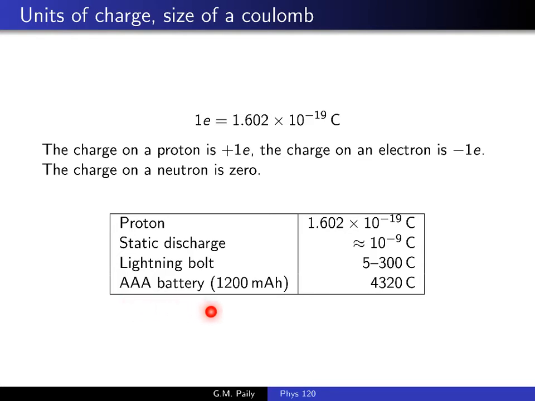And a AAA battery rated at 1200 milliampere hours, in the course of running down until it's completely discharged, will pass 4,320 coulombs. Of course, coulomb being an SI unit, we can apply all the usual prefixes. So we can talk about millicoulombs, microcoulombs, megacoulombs, and so forth.